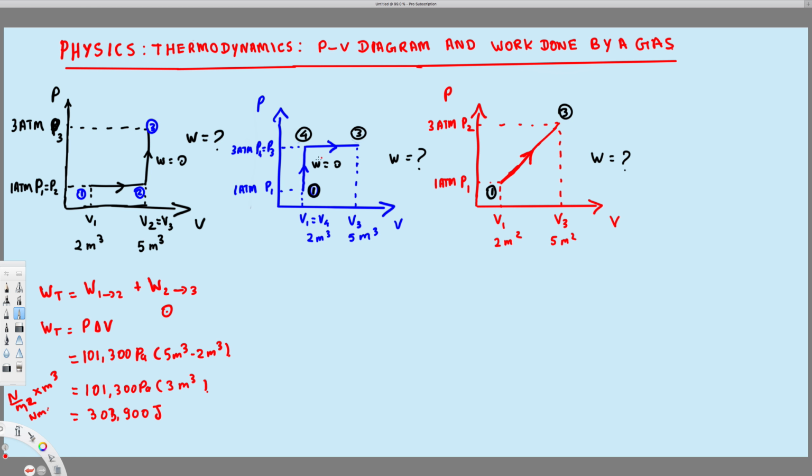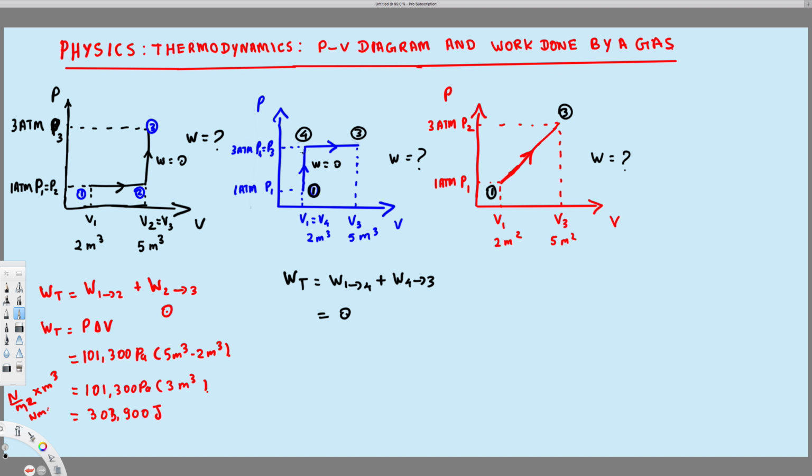Let's look at the next graph. Here we have this graph, and we know 1 to 4 is 0 because again it's isochoric, because the volume is constant. So for an isochoric process, work is equal to 0. Let's calculate the other one. Wt is going to be equal to W1 to 4 plus W4 to 3, right? And 1 to 4 we know is 0.